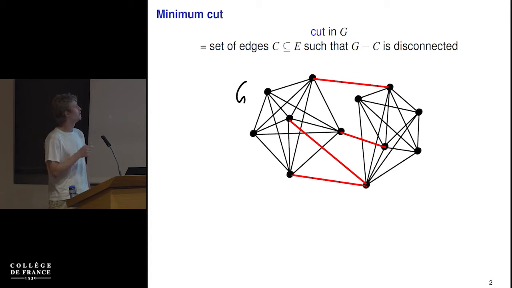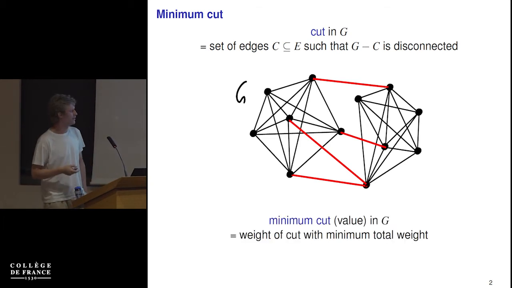A cut in a graph G is a subset C of the edges such that if we remove this subset from the graph, G minus C, the graph becomes disconnected. We're assuming that the input graph is always connected, so in this case it's just a subset that disconnects the graph. Like this subset of red edges, we disconnect the graph.